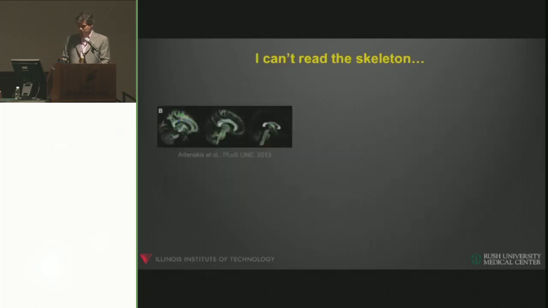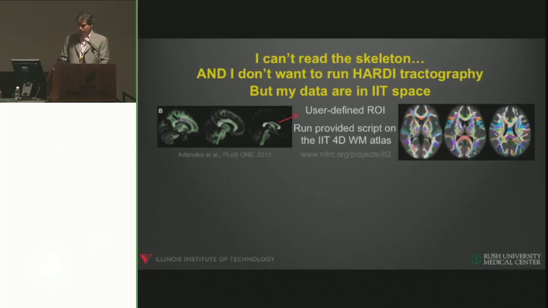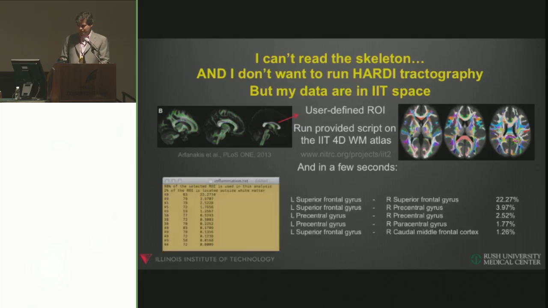Now, what if you say, I can't read the skeleton and I don't want to run Hardy tractography because it's time consuming, but my data are in IIT space? Again, if you extract this ROI and you run a script that is provided with the atlas that runs on that ROI and looks through the 4D white matter atlas, then in a few seconds or less than a minute, you're going to get a text file.